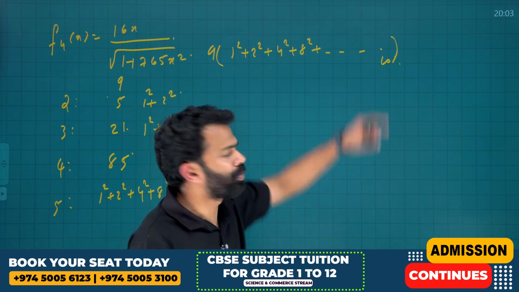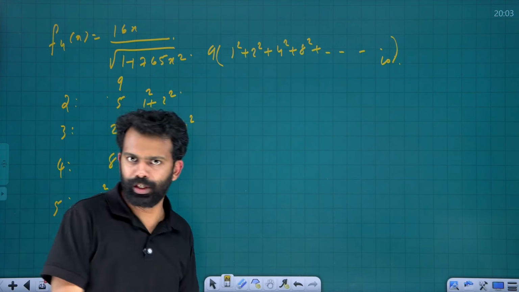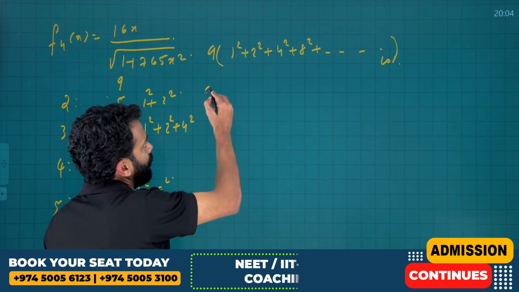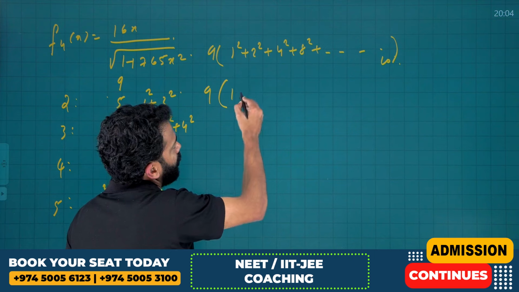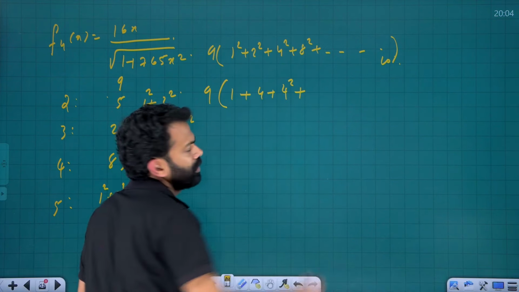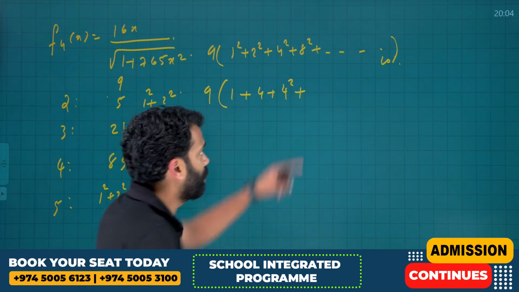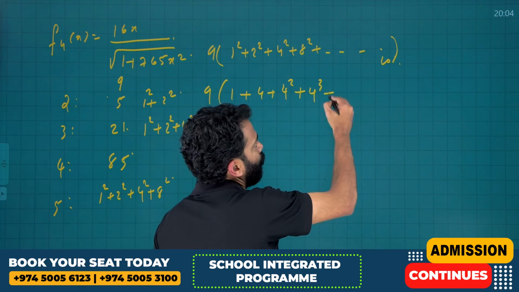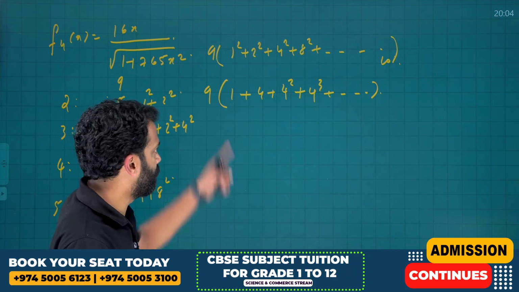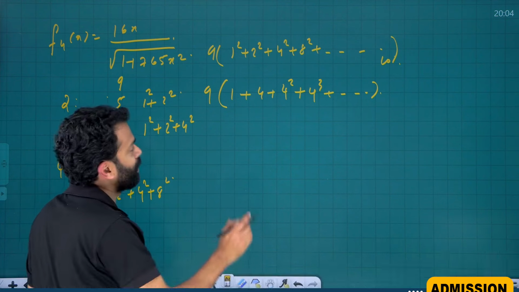So which progression is it here? Is it AP? Definitely not. Is it GP? Let's try and figure it out. It will be 9 into 1 square, which is 1. This is 4 and this is 4 square. And what is 8 square? 64, which can be written as 4 cube, right? Therefore, definitely it's a GP. Therefore, the sum of the first 10 terms of the GP with first term 1 and common ratio 4.